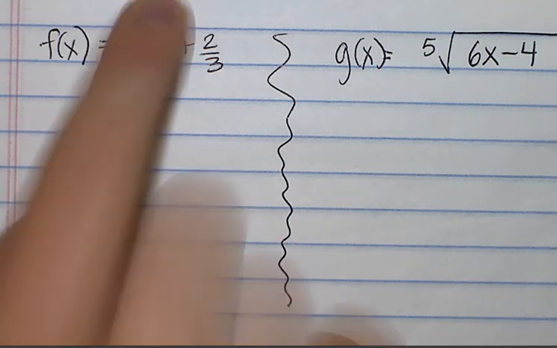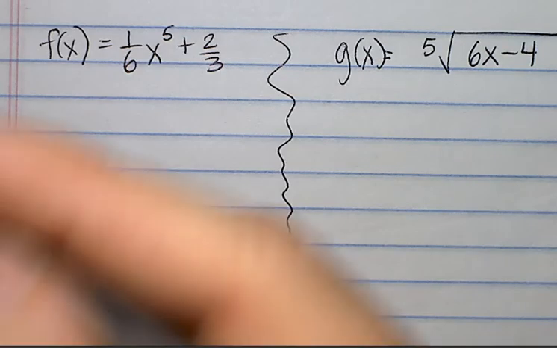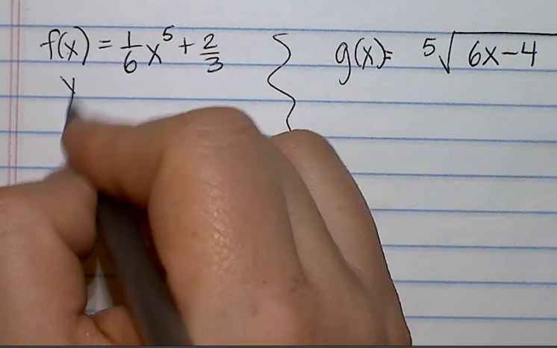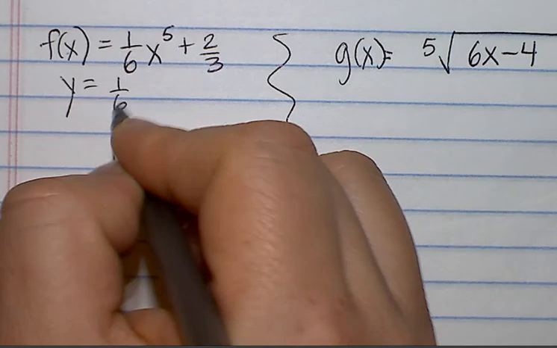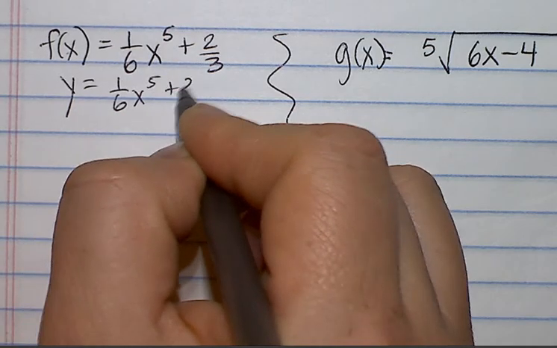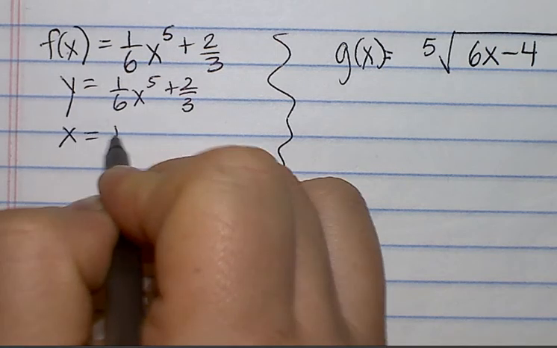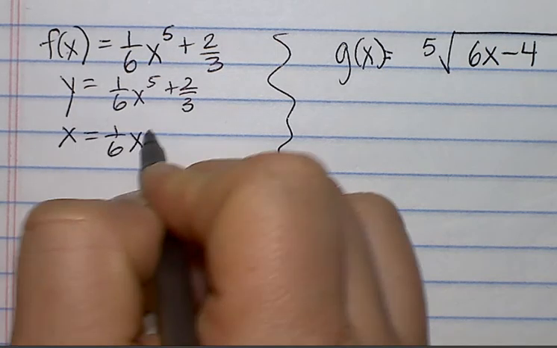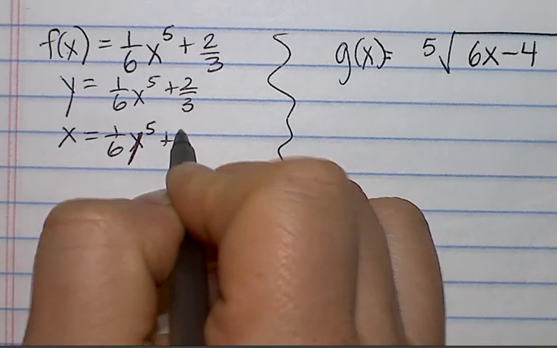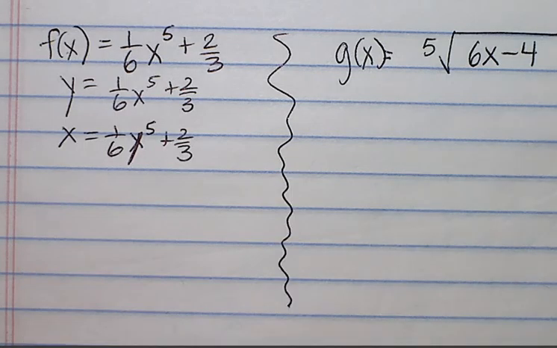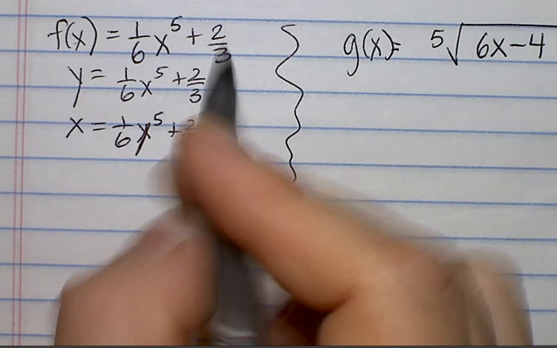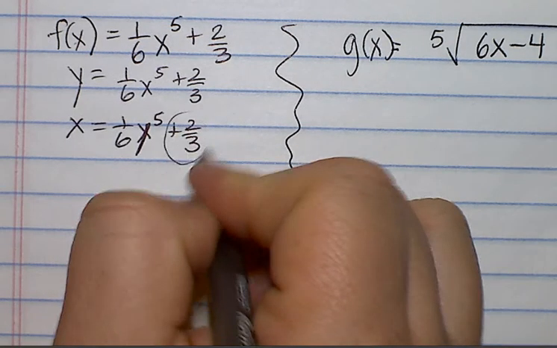So here's how we do it. Exact same methods we've been using. So first I make this y equals 1/6 x to the 5th plus 2/3. Then I switch the x and y. There's no changes in your procedures. And now I'm going to solve for y. So just like I talked about doing PEMDAS and coming up from the bottom, we start by getting rid of whatever's being added or subtracted first. So I'm going to get rid of the positive 2/3 by subtracting.